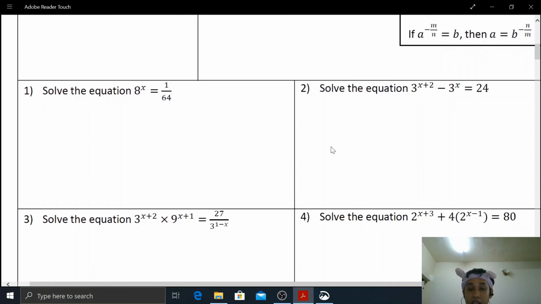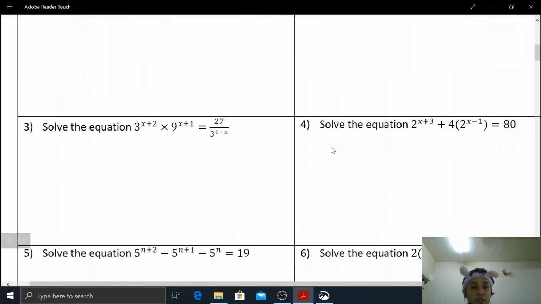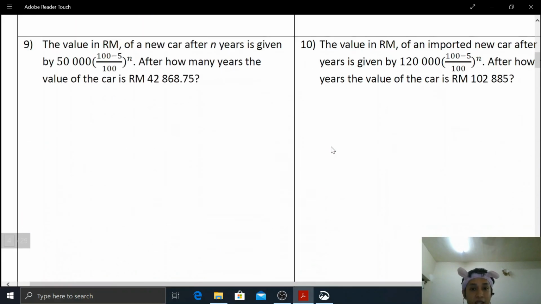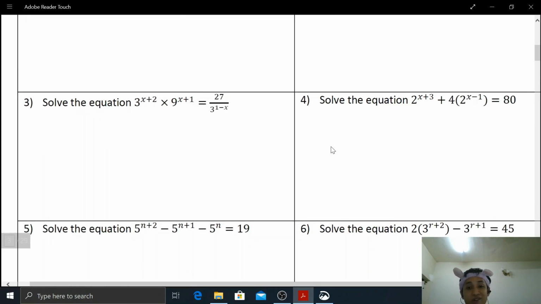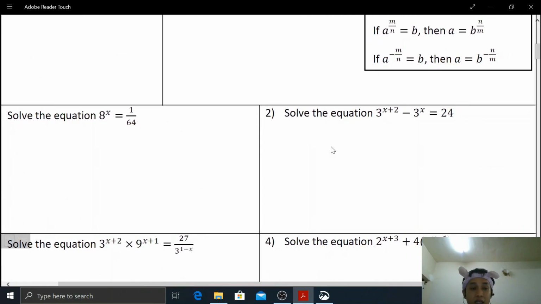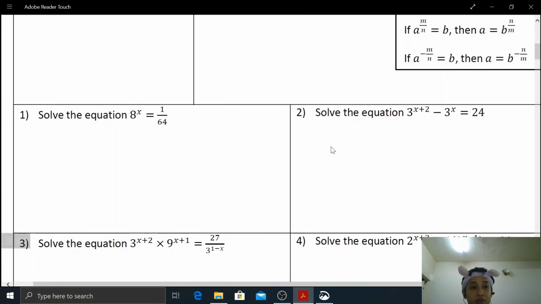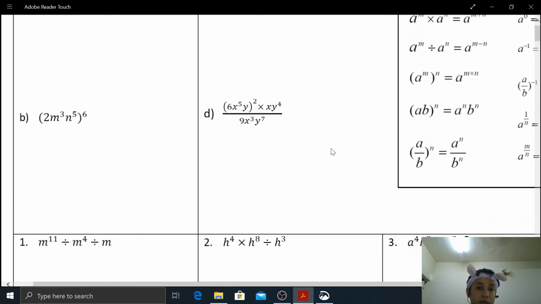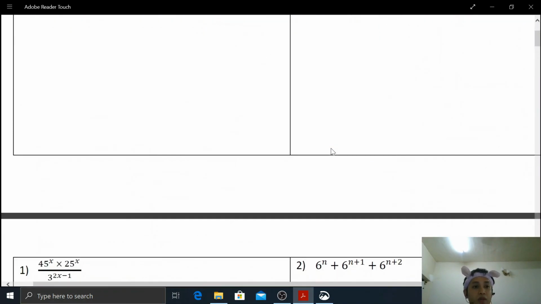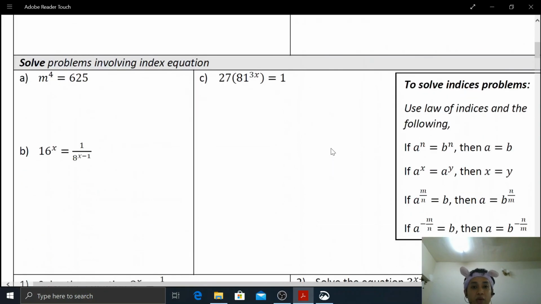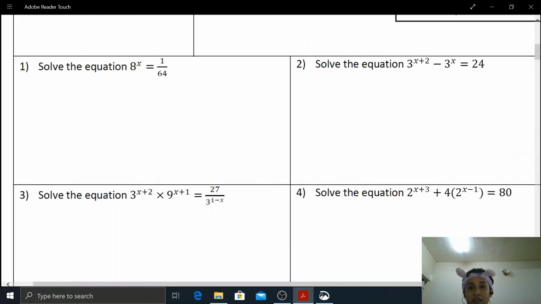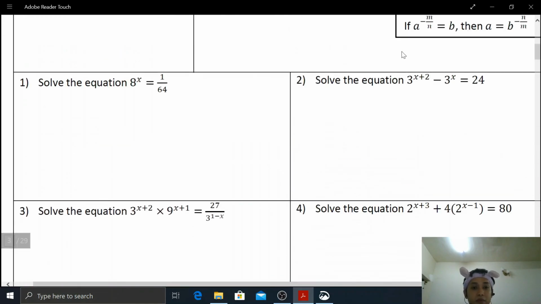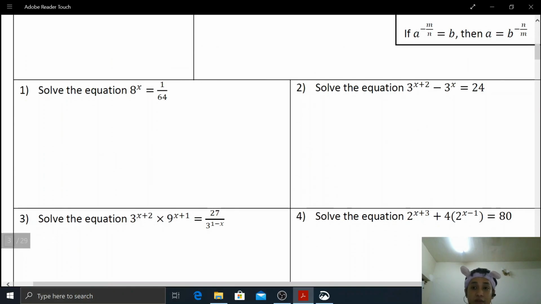Try on your own first. Once you've completed, just let me know, and I'll check whether your answer is correct or not. Of course, I will show you all the correct answers, including the working. So I think that's all for today. You just go home and try to do the simplification, and also solve problems, meaning you need to calculate what the x value is. So you need to play around with the law of indices.